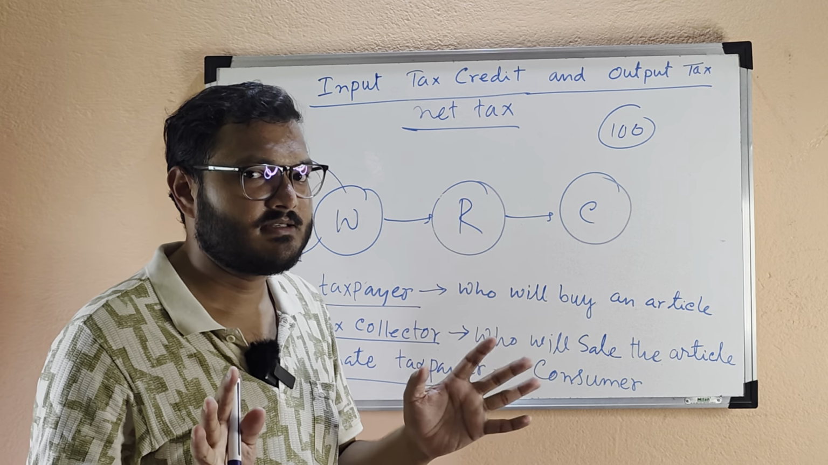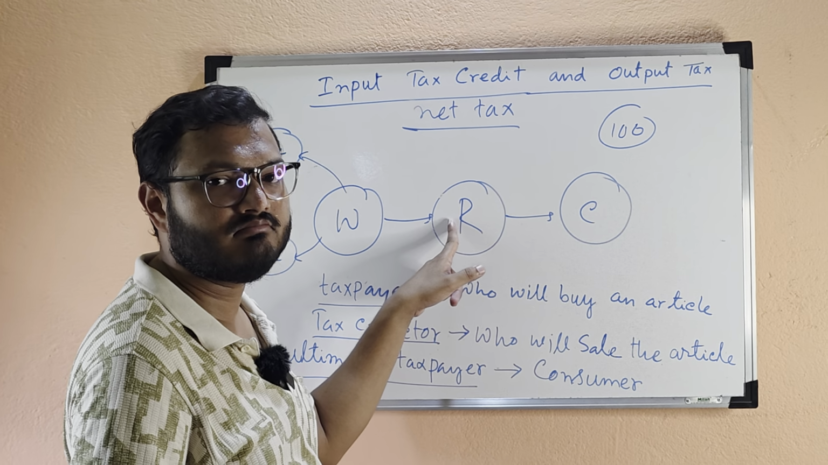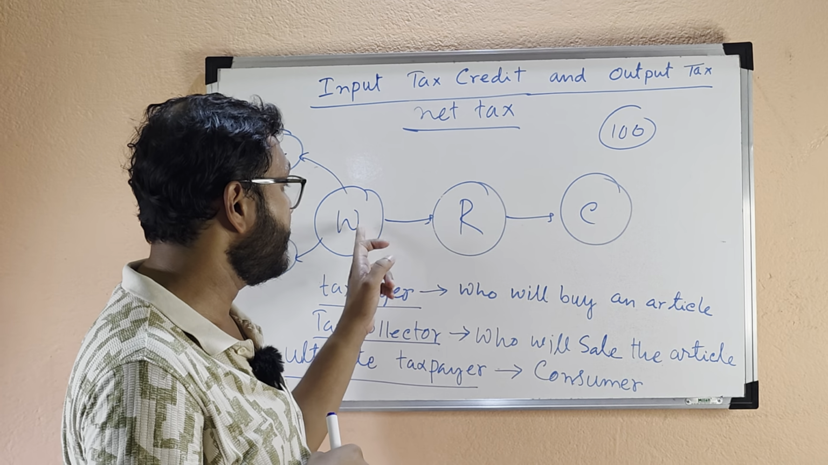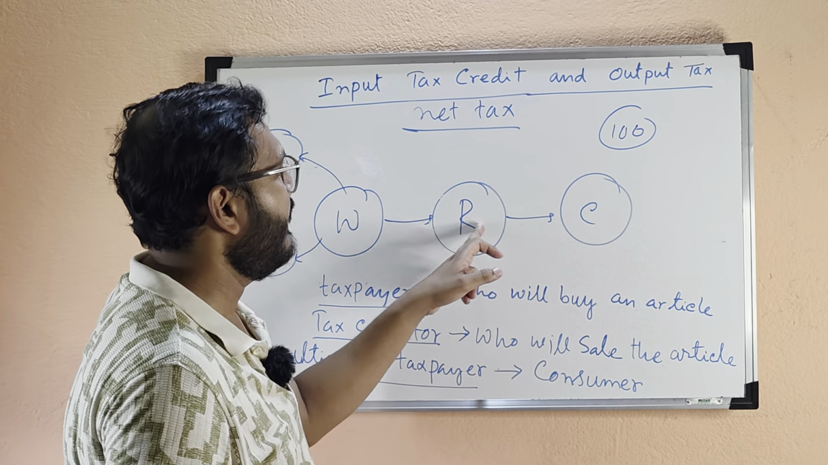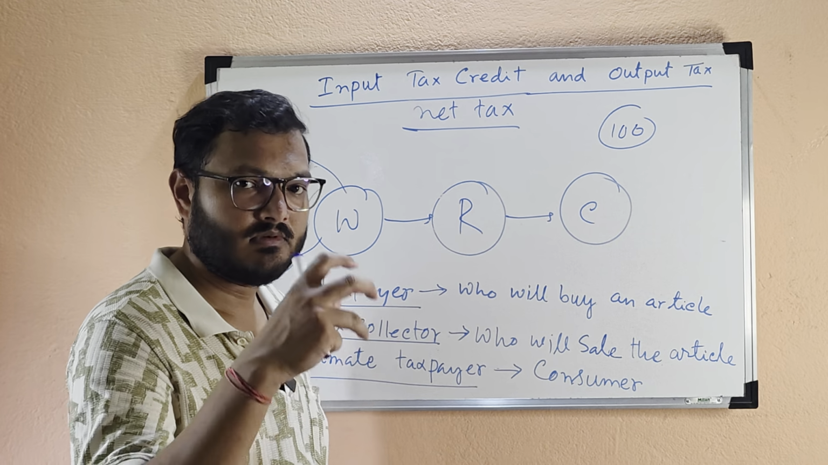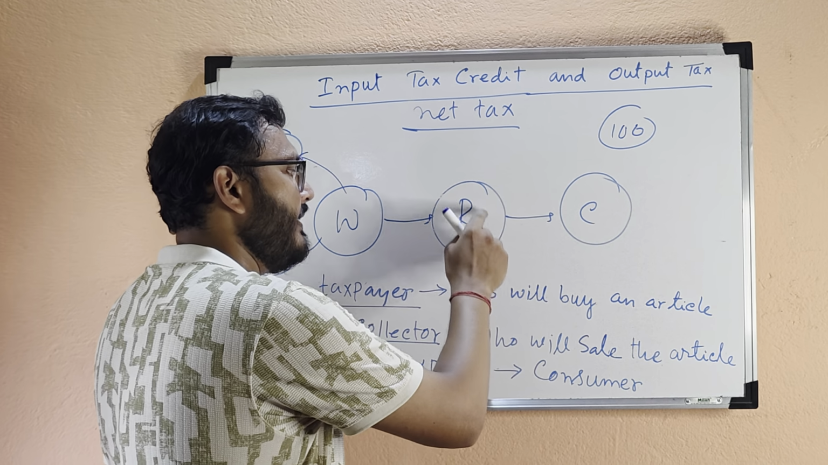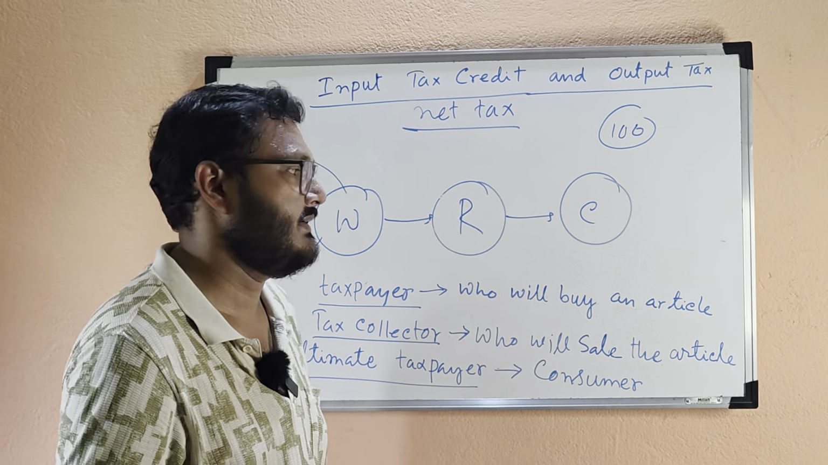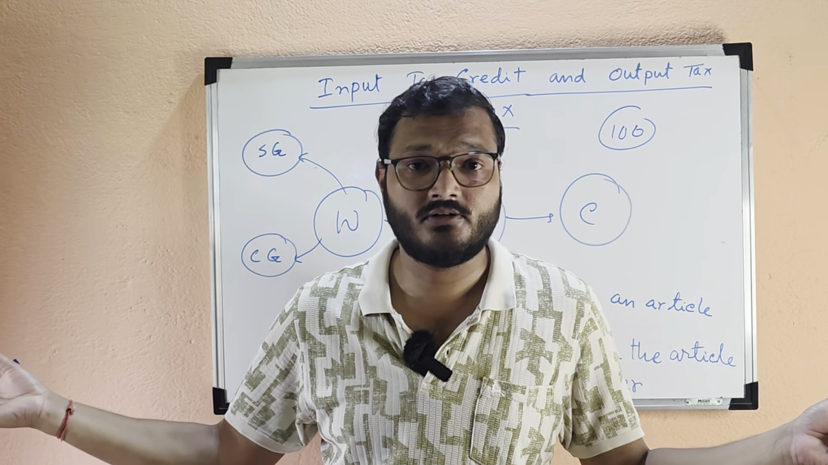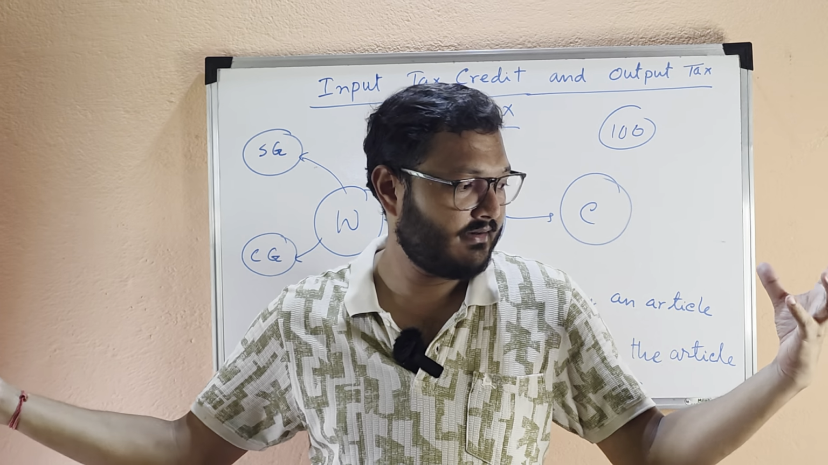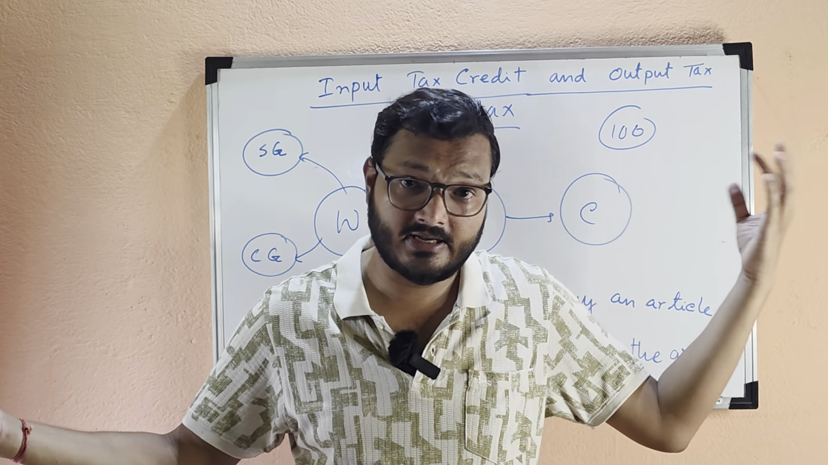By this figure, one thing is clear: who is purchasing here. The wholesaler is selling the article to the retailer, so the wholesaler is collecting tax. The retailer paid the tax in this step, and in this step the consumer bought the article, so the consumer paid the tax to the retailer, and the retailer collected. If I am the retailer, when I purchase from the wholesaler, I give the tax, and when I sell the article to the consumer, I am collecting tax.